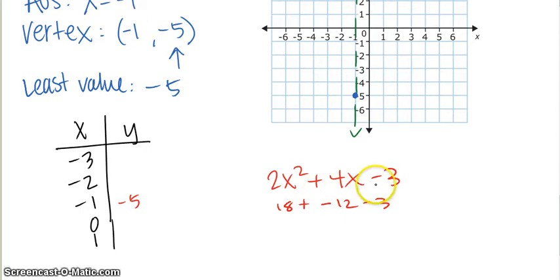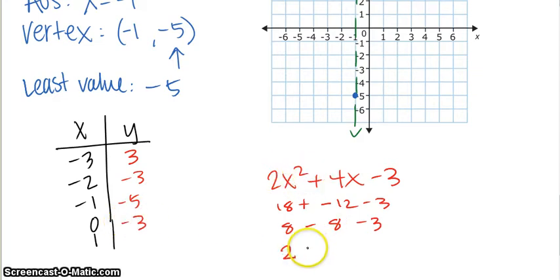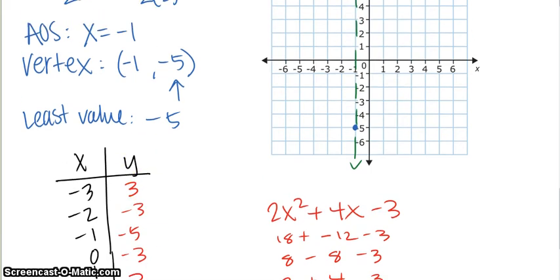So that's going to be 6 minus 3, which is 3. Negative 2 squared, that's 4. 8 minus 8 minus 3, which would be negative 3. Then we have 0, which would be 0 plus 0 minus 3. And then 1, which would be 2 plus 4 minus 3, which is 6 minus 3, which is 3, which look, it mirrors it, which is what we thought.